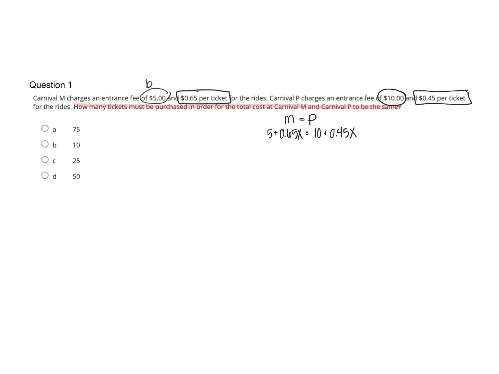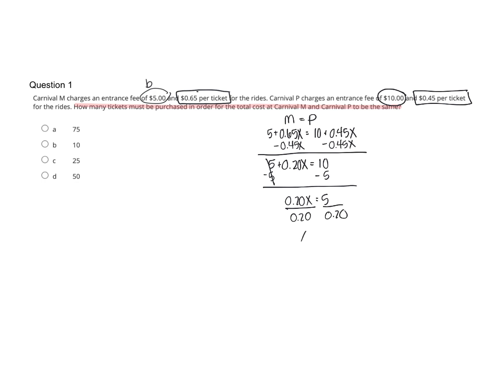Now we're ready to solve. We're going to start by getting our variables on the same side by subtracting, or doing the opposite of, the smaller value. When we do that, we get 5 plus 20 hundredths x equals 10. We're then going to subtract this 5 from each side of our equal sign, canceling on this side, and resulting in 20 hundredths times x is equal to 5. We then divide by 20 hundredths, and when we do, we get our answer of x is equal to 25.